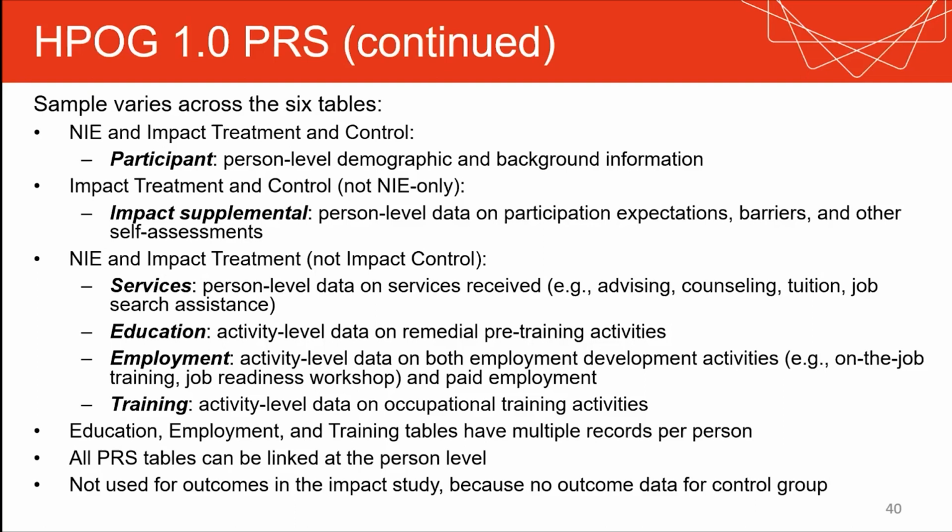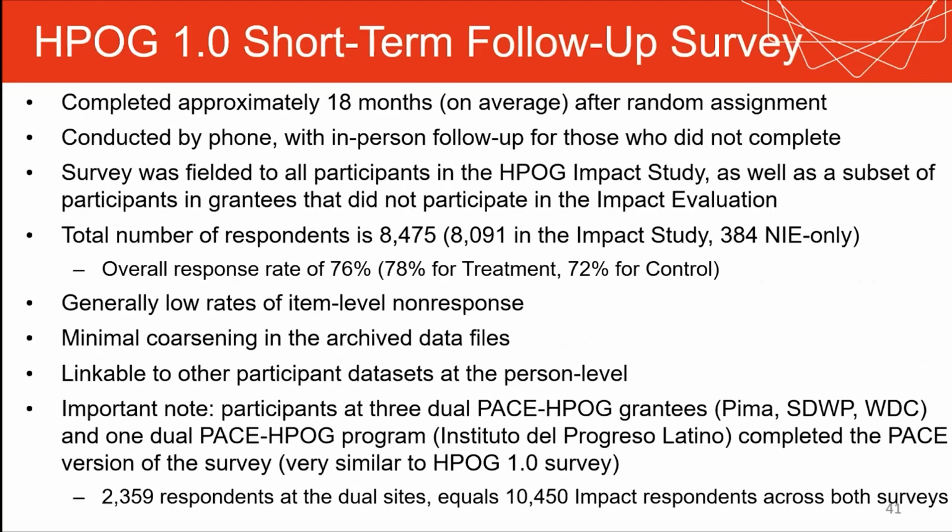All the PRS tables can be linked at the person level. There's an HPOG ID on all of the HPOG1 data files, so they can all be linked at the person level. I think that, yes, that's the PRS.